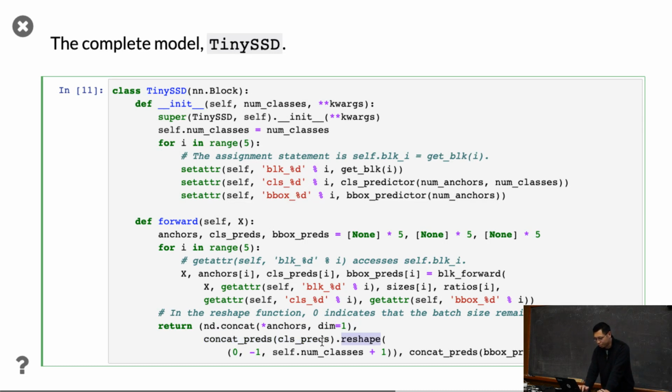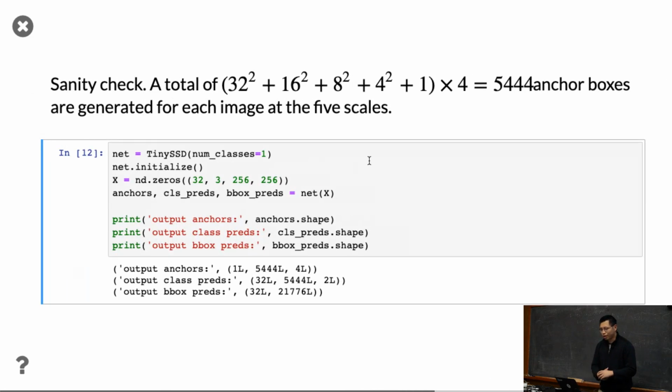Here, the reshape for class prediction is number of classes plus 1, and we don't care about this dimension too much because we're going to run softmax later. And for the bounding box, we don't change anything here. Okay, so the tiny SSD, given input, will give you three things: all the anchor boxes we have, the class prediction, and the bounding box prediction. Okay, a little bit of sanity check. It's a little bit complicated here.